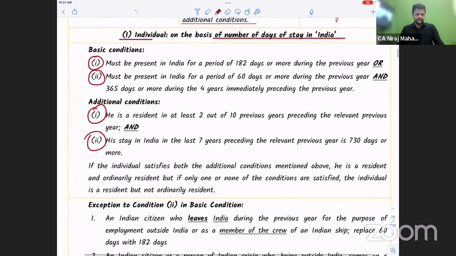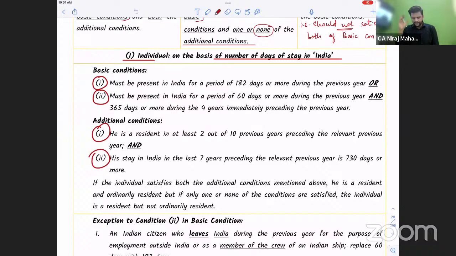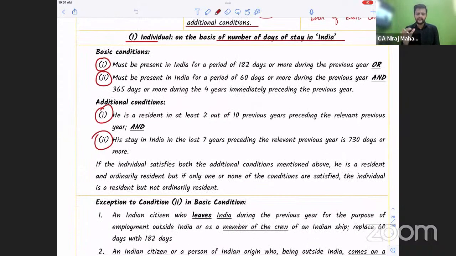So first, what are we in? Basic conditions. Very important. Basic condition number one: must be present in India for a period of 182 days or more. Yes or no? Yes. That means I'm writing the words at least here. Clear? 182 days or more in, obviously, India, no doubt about it.